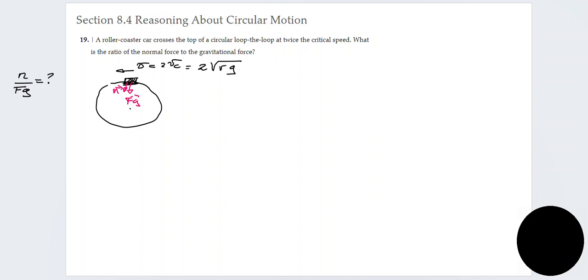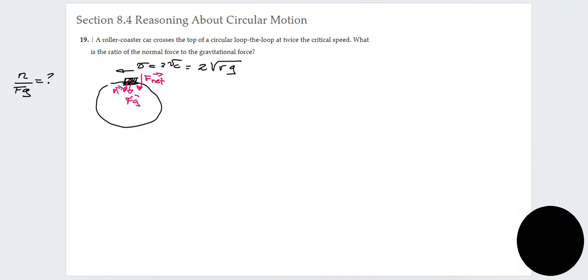Which are the forces we have acting here? We have the normal force pointing downward, all right, that is the reaction of the track of the roller coaster on the car. We have the force of gravity acting on the car, right? So we have these two forces, and then due to these two forces, we will have a net force pointing downward here.